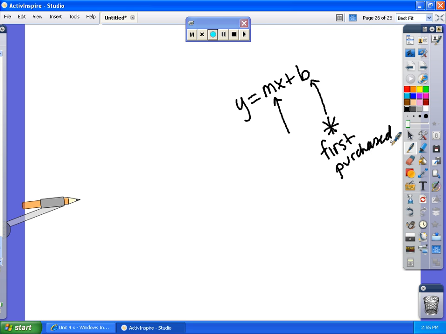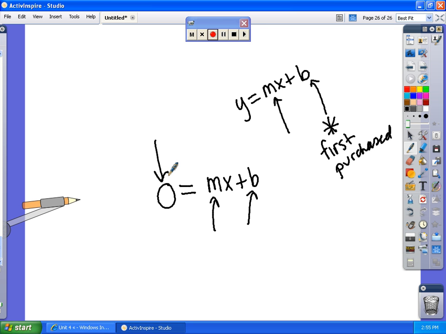And the last thing is, when will the copier have a value of 0? So you're going to take your equation, but now you want to know when it will equal 0. And remember, you're going to have an M and a B at that point. But this is when the value is going to be 0.